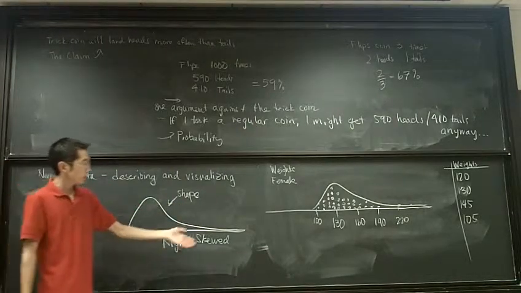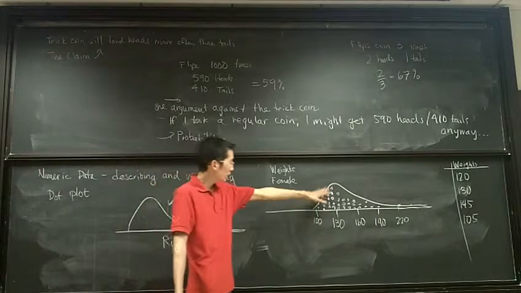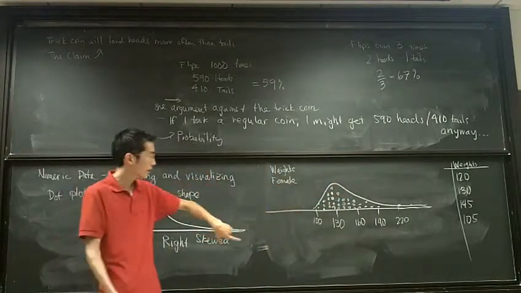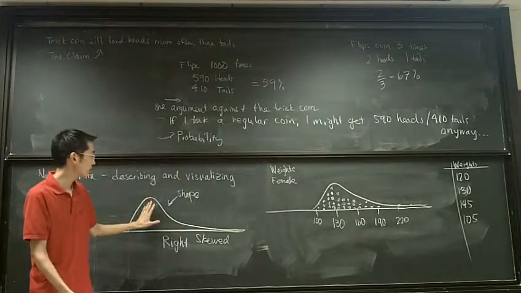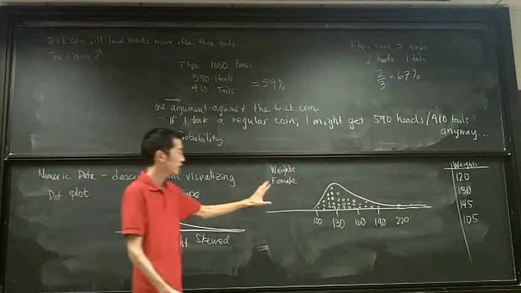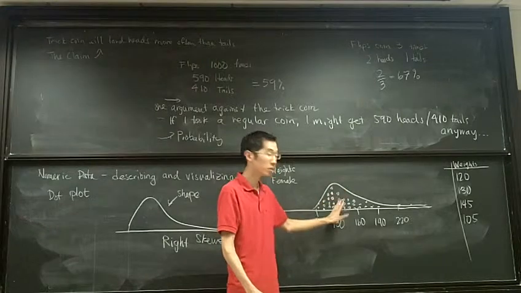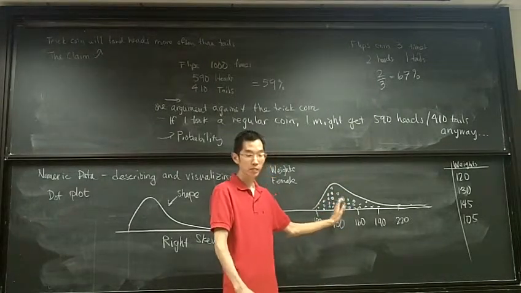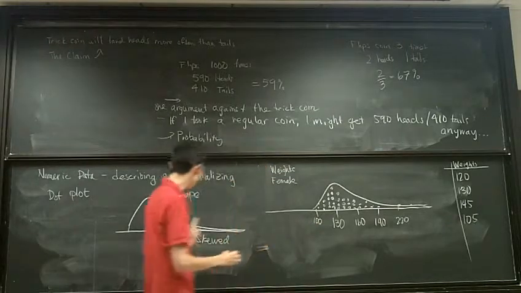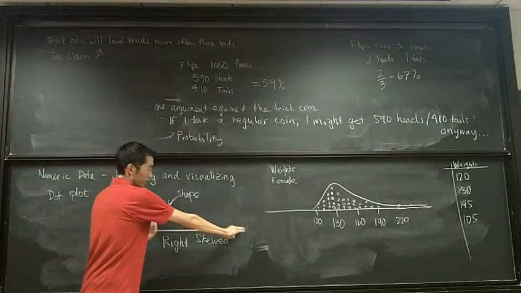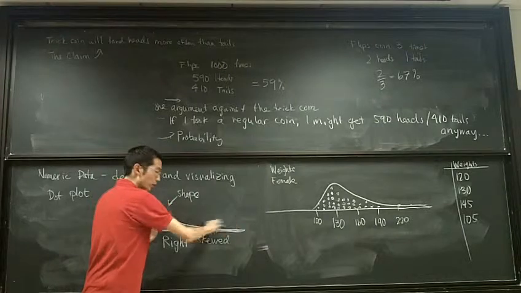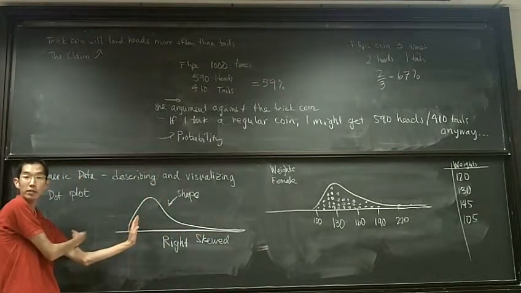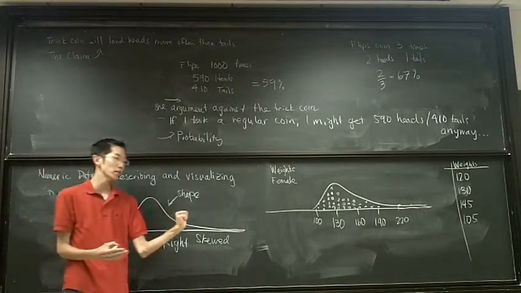What it means, if we're looking at the weights of people, is that where would you say the average or the middle would be? 130-ish, 140-ish, something around here, okay? To be right skewed means we've got measurements or people who are far to the right, but no one far to the left, okay? And that makes sense, okay?